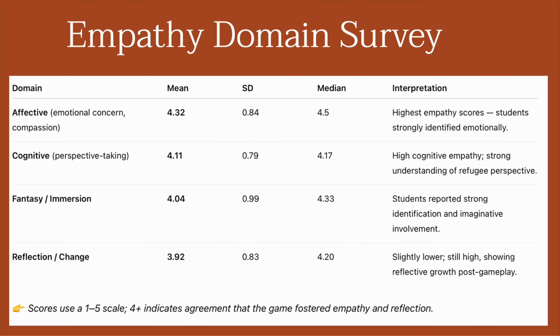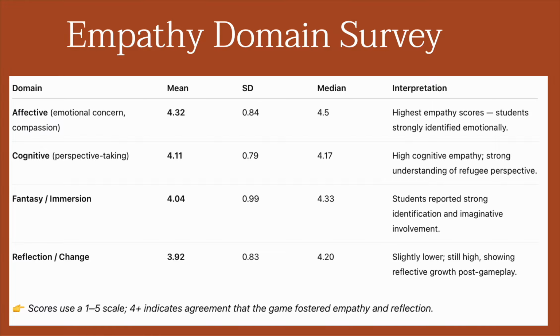So this is what some of the results look like in the empathy domain survey. As a class, the highest scores were in affective empathy, averaging 4.32 out of 5. That means most of you felt emotionally connected to Nora's story. Then cognitive empathy, the ability to understand her situation, was also very high at 4.11. And then fantasy or immersion averaged 4.04, showing that many of you felt like you were inside of the story.